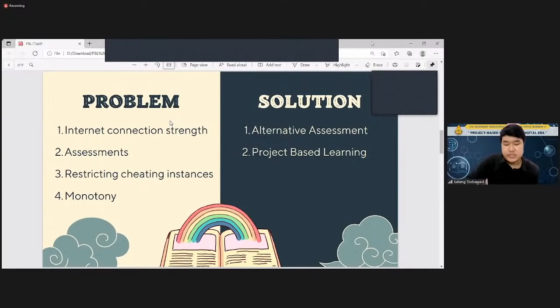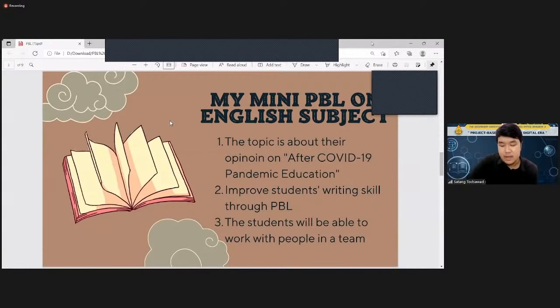These are the features of my mini PBL. The topic is about COVID, which is related to the students. The second feature is to improve the students' writing skill through PBL. And the last, the students will be able to work with people in a team.